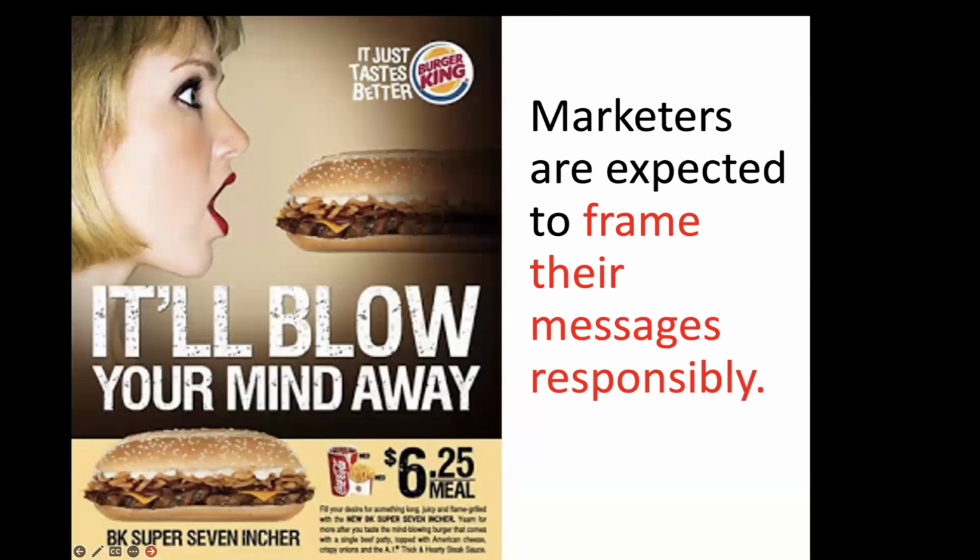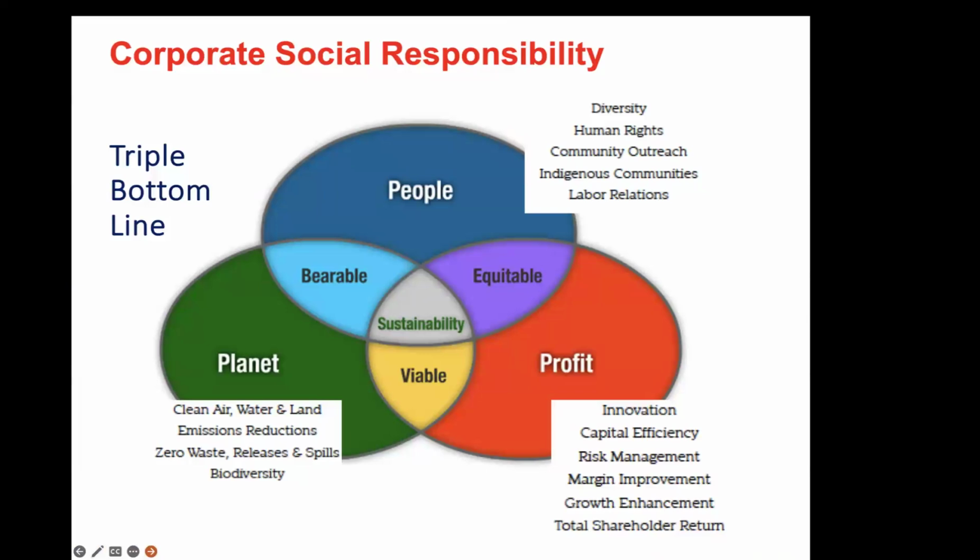Here's another example by McDonald's, or sorry, Burger King. So marketers are expected to frame their messages responsibly. So it's not always about going out there and getting more likes and shares and views. We are increasingly called to be responsible. And in the West, there are watchdogs and other lobby groups that look at all these, and they lobby against companies and sometimes even take them to court.